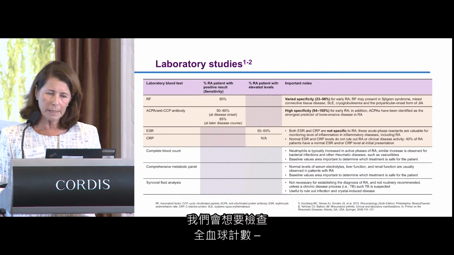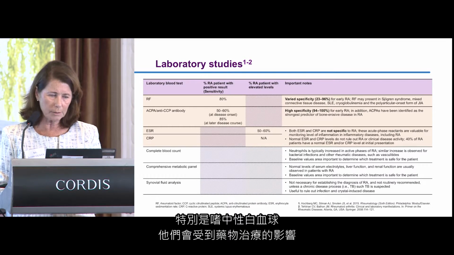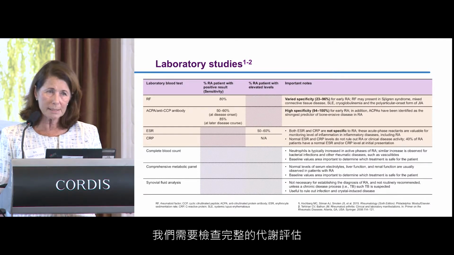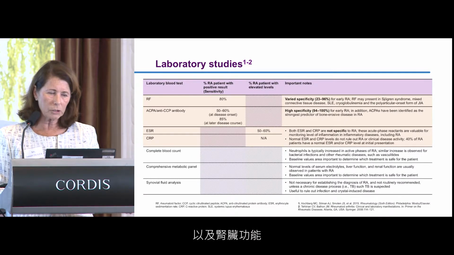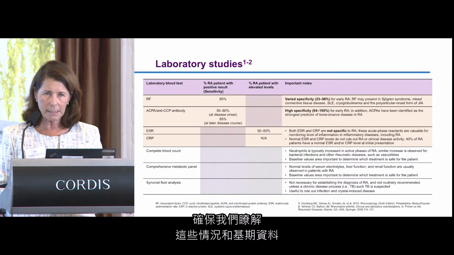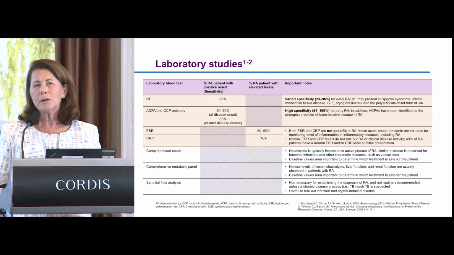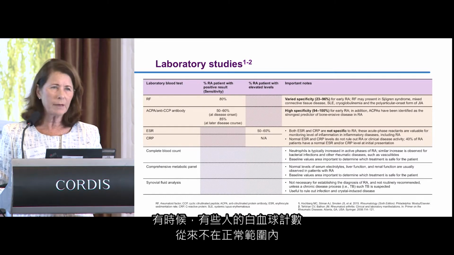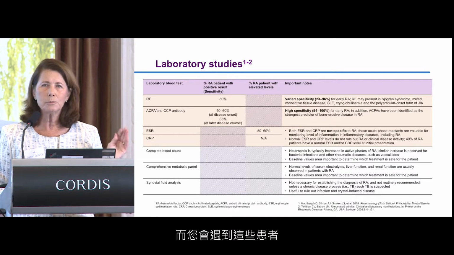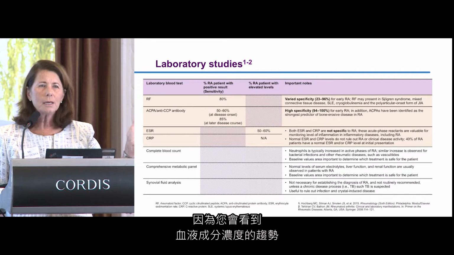We want to look at the complete blood count, particularly things like neutrophils where they may well be affected as a result of drug treatment. And we need to look at comprehensive metabolic assessments. So we need to look at their electrolyte level and their renal function to make sure we understand those and their baseline. And one of the key things I think that's important to take away if you're starting to do nurse-led clinics is not everybody is average. So the average, the normal range of bloods, sometimes somebody will never have had a normal range of white cell count. And you see those patients, and you must be learning about your patients on a regular basis because you will see a trend in the blood levels.